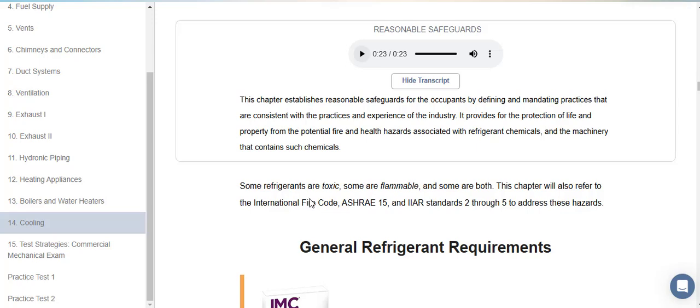Some refrigerants are toxic, some are flammable, and some are both. This chapter will also refer to the International Fire Code, ASHRAE 15, and ARI standards 2 through 5 to address this hazard.